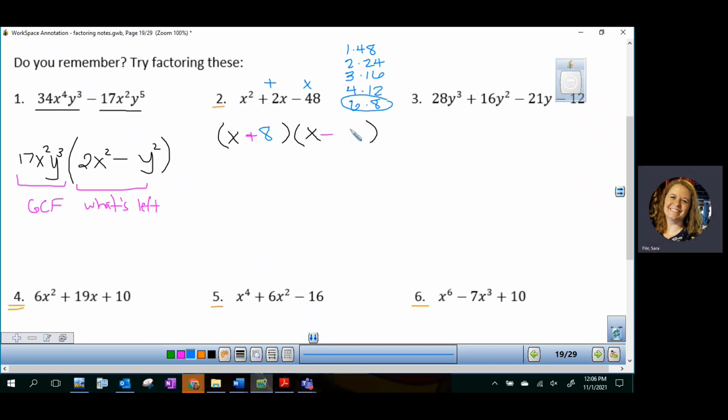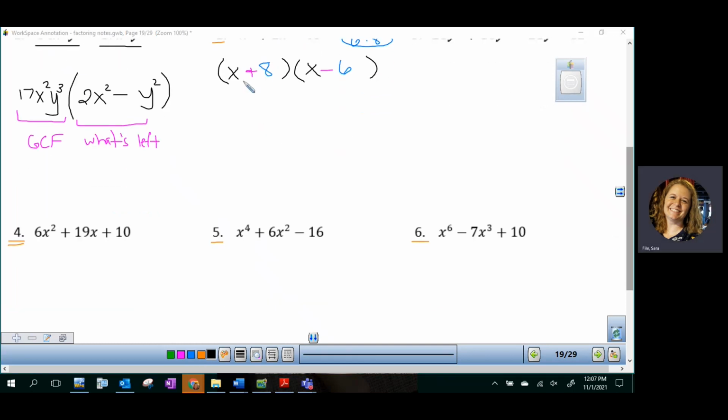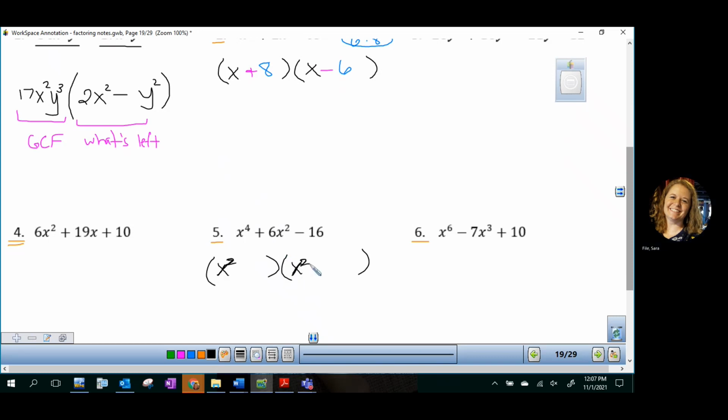Now you could have written x minus 6 and then x plus 8. The order of those two factors doesn't matter. Is that coming back to y'all a little bit? Remember that? Okay, so you're doing the same thing with 5 and 6, except it's not x as the beginning of each binomial. In this case, it's x squared. And in this case, it's x cubed.